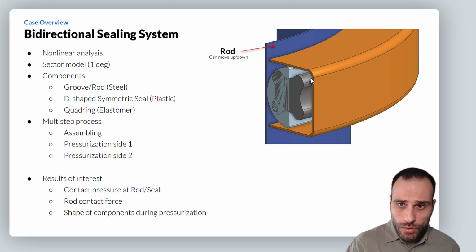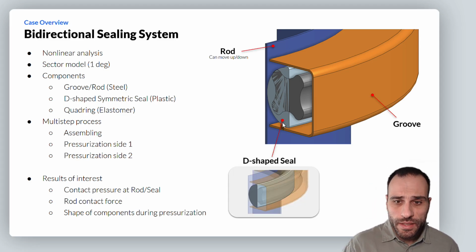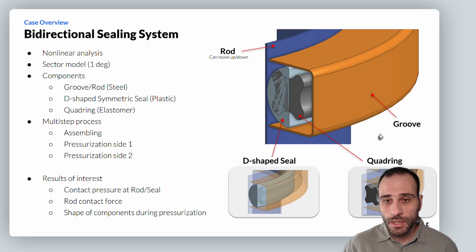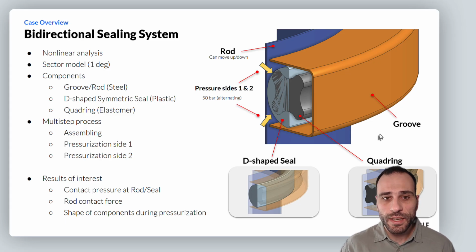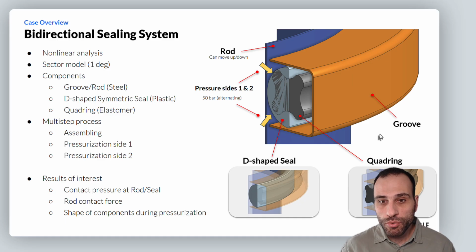We have the rod and the groove, which stay in place, and then we have the D-shaped seal, which is a plastic material, and the quad-ring rubber part, which is our actual rubber to energize the process. We are going to solve this process in a multi-step way, where initially we assemble the parts together, and then later we apply the pressure coming from the top and the bottom side in turns.